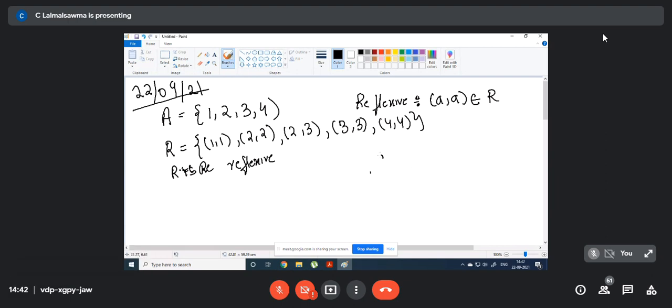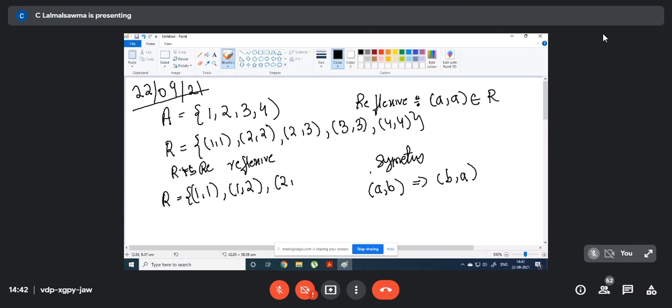And now for symmetry, if suppose that A, B is present, then B, A has to be present in the R. Now if we have R, we have 1 1. If we reverse the order, it is still 1 1. But if 1 2 is present, then 2 1 has to be present in R. If there is no 2 1, then it is not symmetric. But there is 2 1.